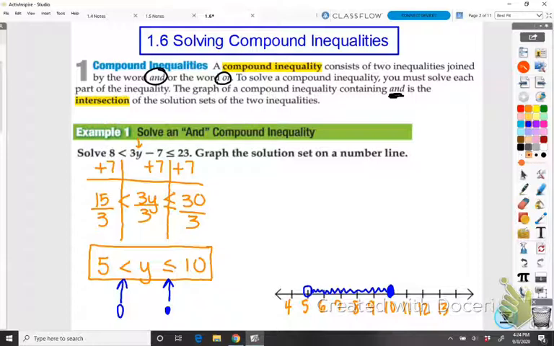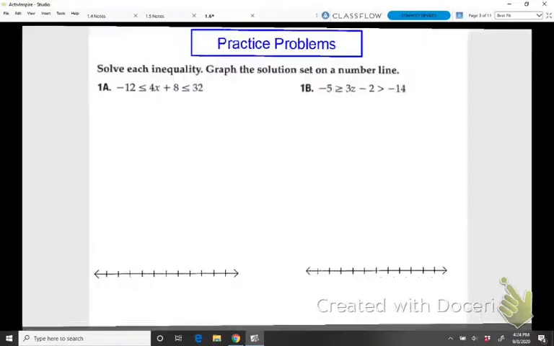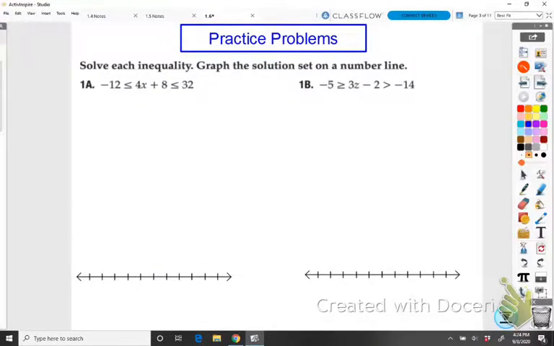I think of this as being a sandwich. You have the 5 and the 10 being the pieces of bread. Your y is all the toppings, or peanut butter and jelly, or whatever you like inside the two end pieces. So we'll do 2 more quick examples here.